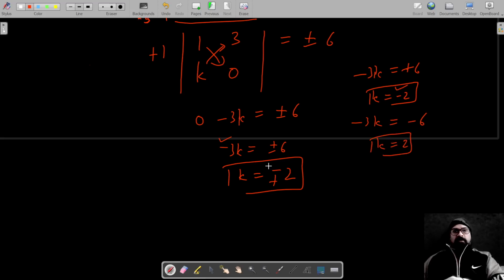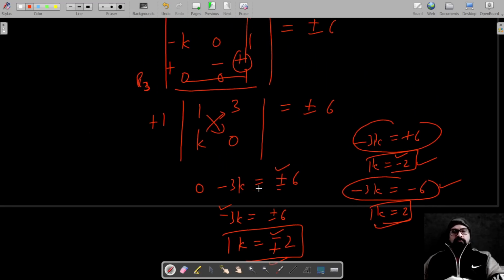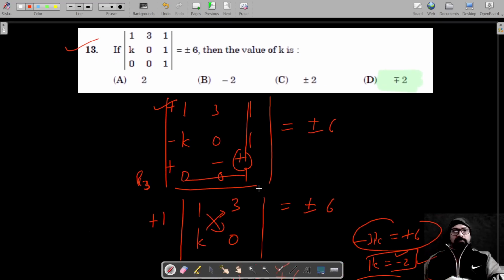Since it's given that the first is positive, we have to take the positive value first, which gives me negative 2, and negative 6 has to be taken secondly, which gives me positive 2. So k is equal to plus or minus 2 is the answer. Moving on to question number 14.